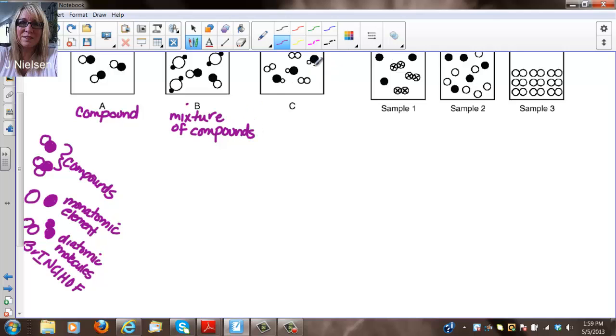Over here, I've got a compound, two different things, and then I have diatomic molecules. So this is also a mixture. If I want to be specific, it's a mixture of diatomic molecules and a compound.